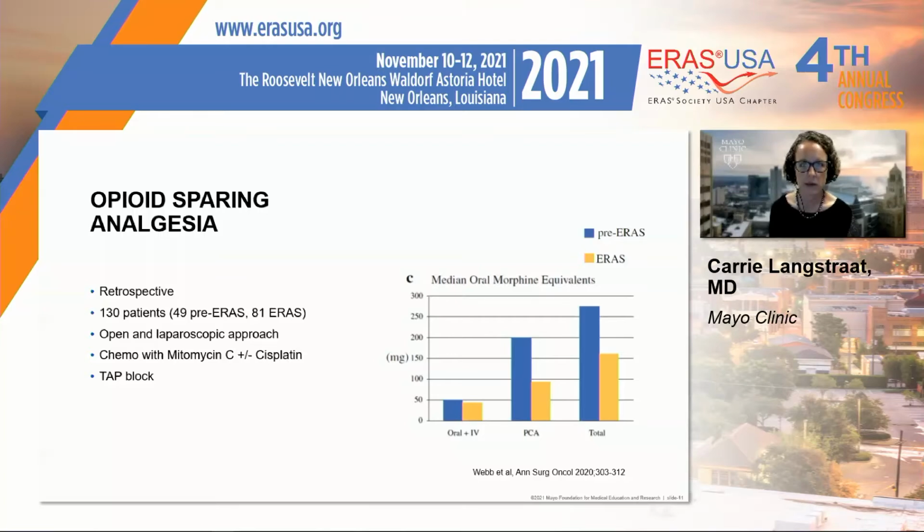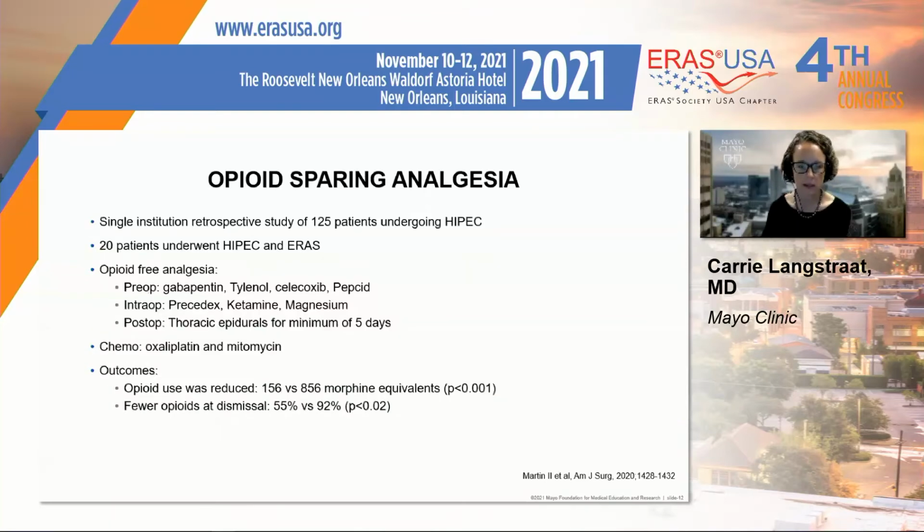One of the elements they used in their multimodal analgesia was a TAP block. In this group, they saw a significant reduction of oral morphine equivalents from total use of around 270 oral morphine equivalents down to around 160. This finding was also seen in the group led by Martin et al.